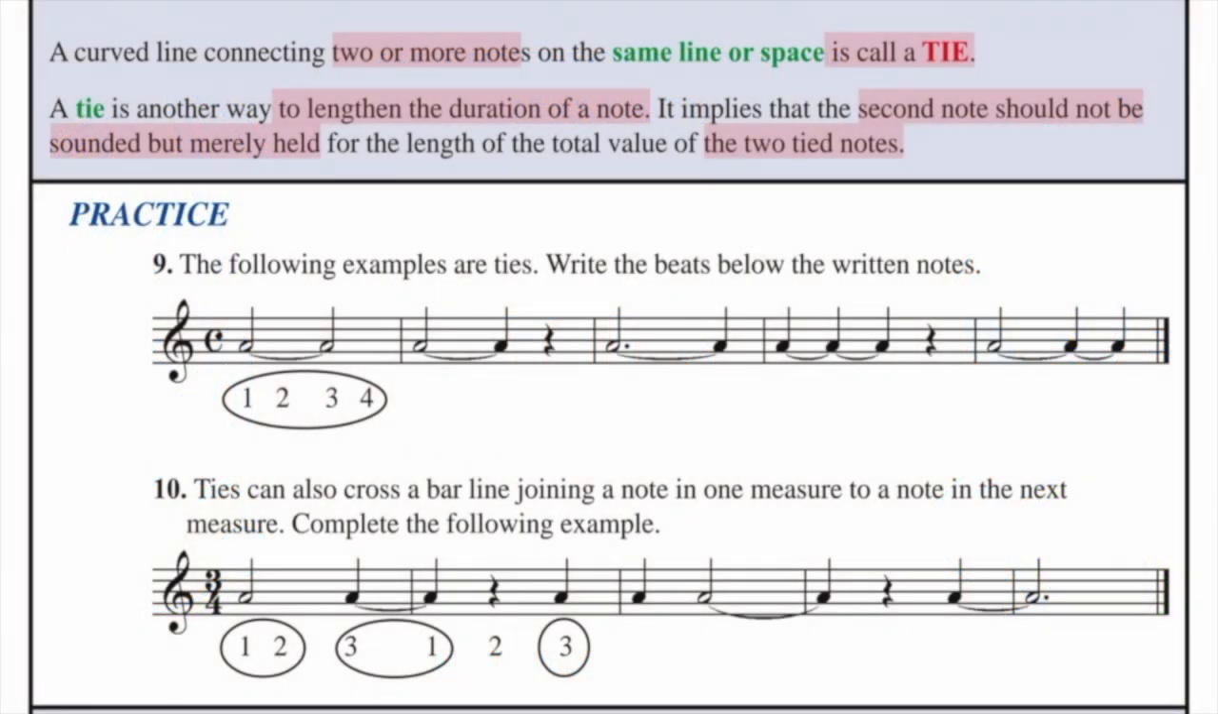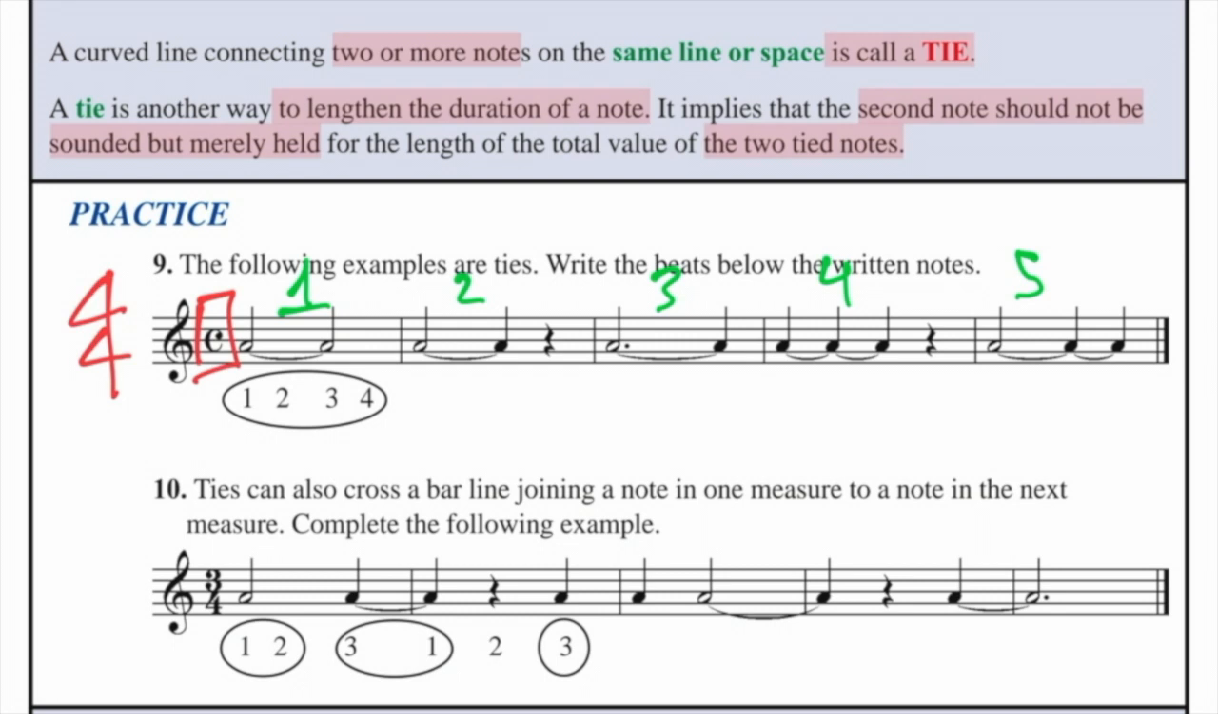The following examples are ties. We want to identify the time signature, common time, which informs us that there's 4 beats per measure, and the bottom 4 tells us a quarter note receives 1 beat. Next, we want to number each measure: measure number 1, measure number 2, measure number 3, measure number 4, and measure number 5. This piece has 5 measures, and now we want to count out each measure.